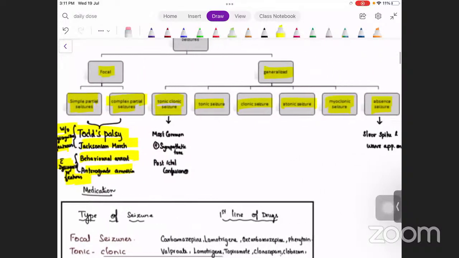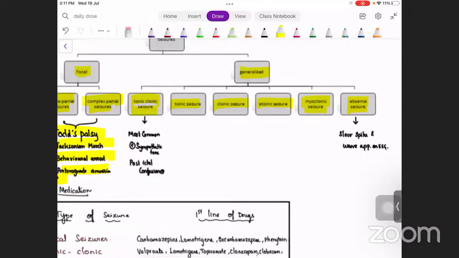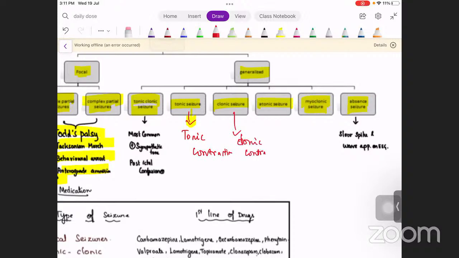Apart from that, speaking about the generalized seizure: first, tonic seizure is a tonic contraction, while clonic seizure is a clonic contraction, while atonic seizure is an absence of contraction, or absence of tonic contraction.